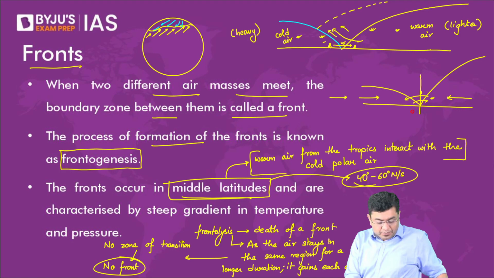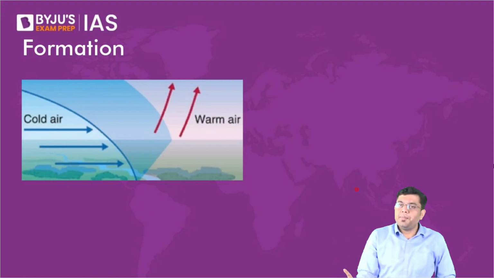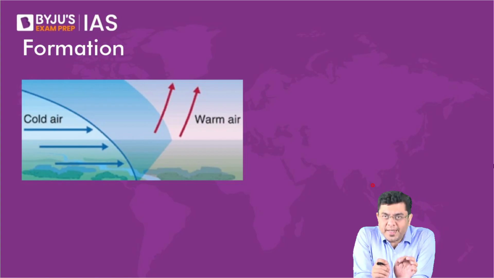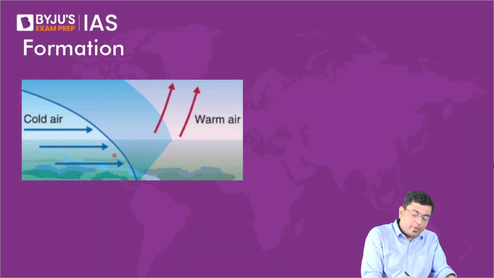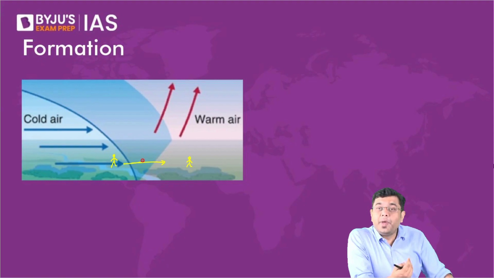Okay. Now, that is about the frontal formation. Again, I will repeat here. Frontal formation is when you have air parcels of distinct, different properties. When they confront each other, they create a zone of transition. If you, as an individual, are standing here, let's suppose, and you move to this particular area, as you move from here to here, you will experience very distinct conditions.